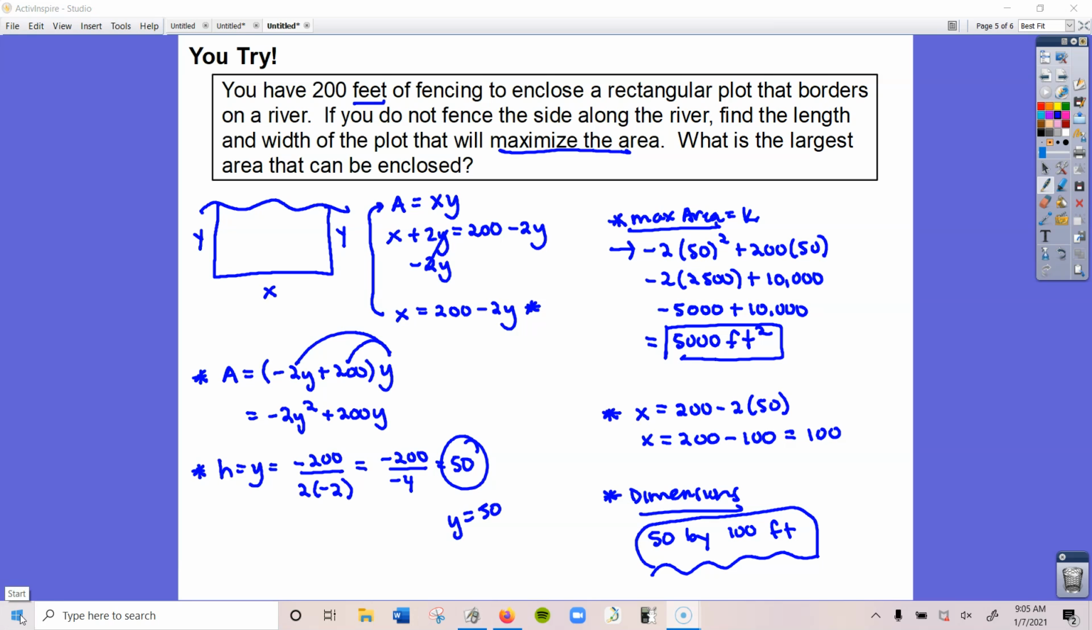Now I just noticed that another way you could have done this, since you have solved for y here, you could have taken that value for y and plugged it in here for x and solved for x. And then once you have solved for x, you have your dimensions. And then you could have taken those two dimensions, 50 times 100, and multiplied it to give you that 5,000 feet. Whatever you feel most comfortable doing is fine. Let's look at the last example.